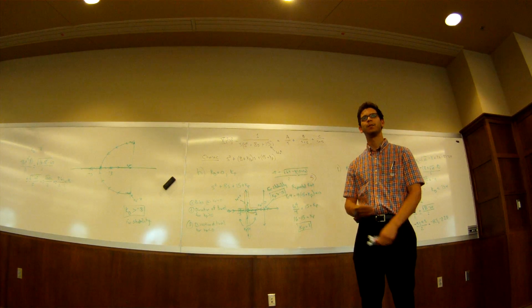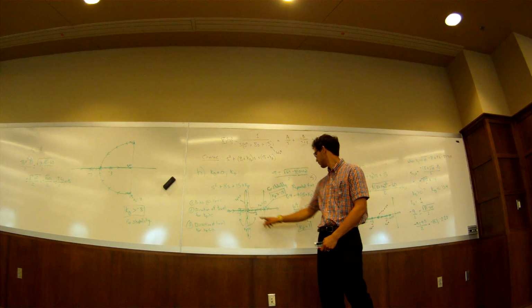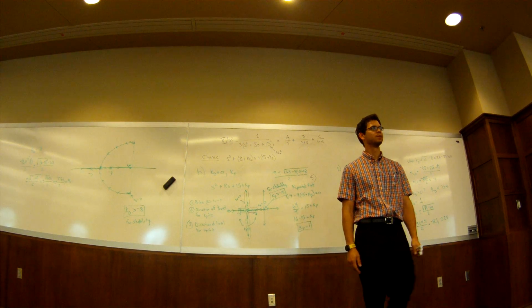If you want to critically damp your system, what do you make KD? Negative 0.4. What if you don't have derivative gain, you have proportional gain, and you want to critically damp your system? What do you do? Make it 1. Make KP 1.